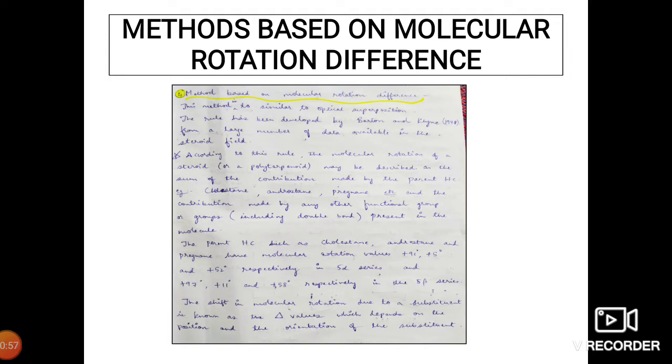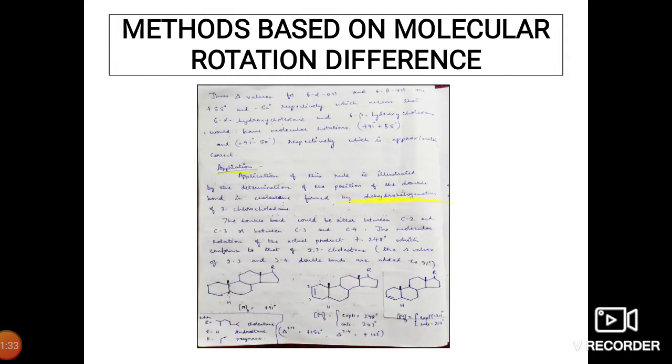The shift in molecular rotation due to a substituent is known as the delta value, which depends on the position and the orientation of the substituent. So in this method, we consider the molecular rotation as a sum of the molecular rotations of the parent steroid including that of the substituent. For example, if there is any double bond or any other functional group like hydroxyl or amine, we are going to add both the molecular rotation values and take the sum. This was given by Mills.